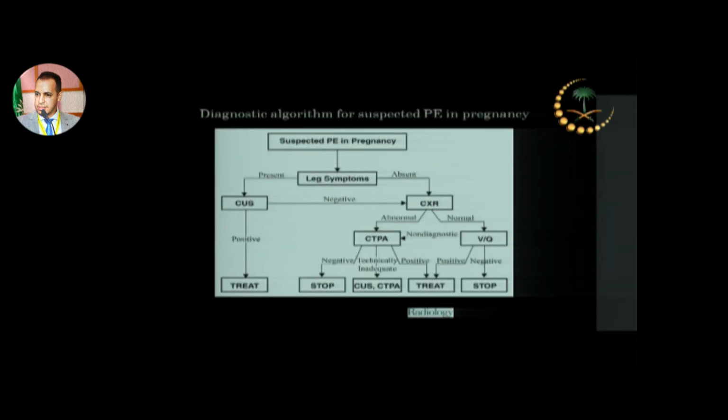So this is a diagnostic algorithm they recommended. This is the same algorithm adopted by the American College of Obstetricians and Gynecologists, the Society of Thoracic Radiology, and the American Thoracic Society. If you have a pregnant patient with suspected pulmonary embolism, first you ask if she has leg symptoms. If present, then we recommend compression ultrasound of the lower extremity. If it's positive, treat the patient. They don't need to image the chest.